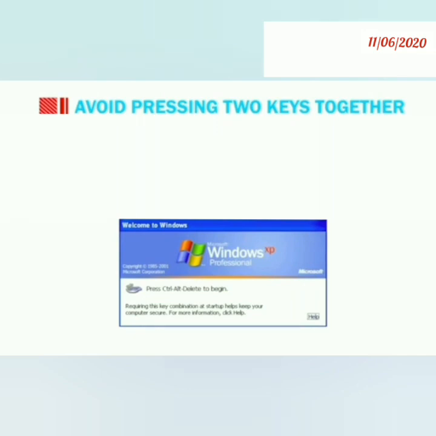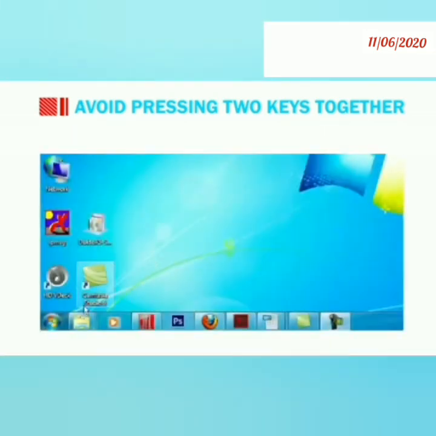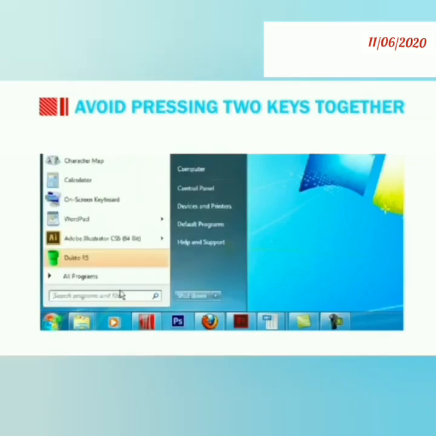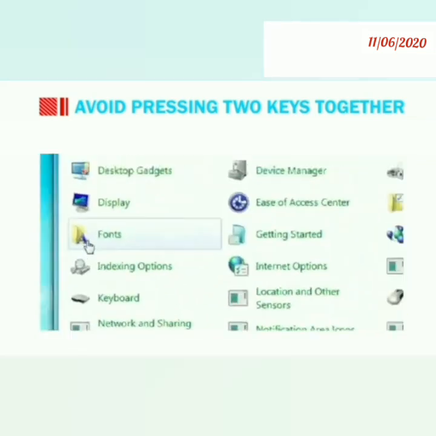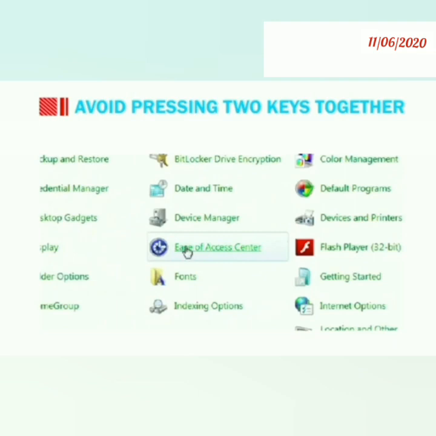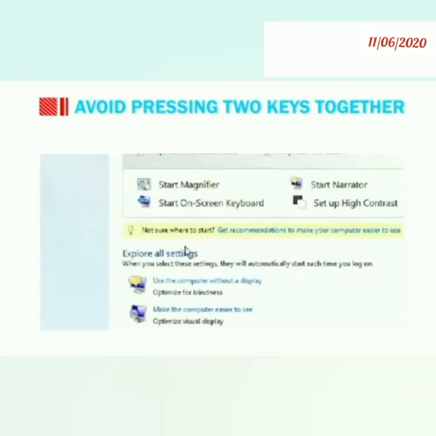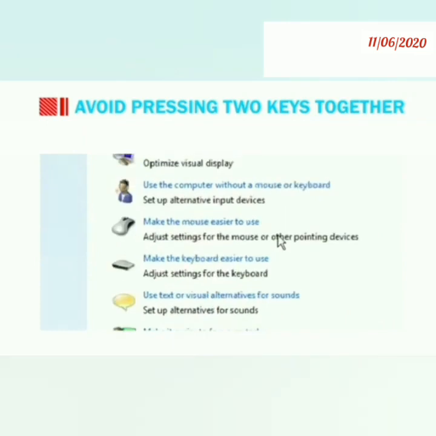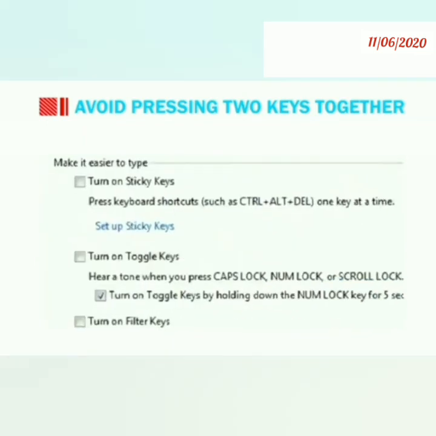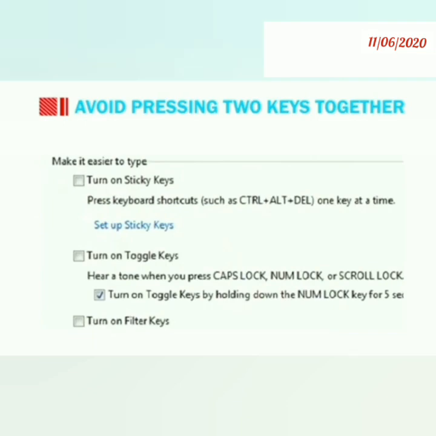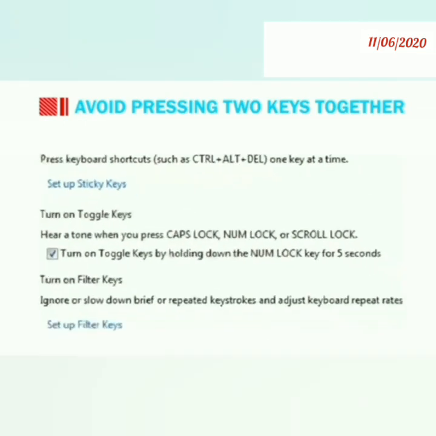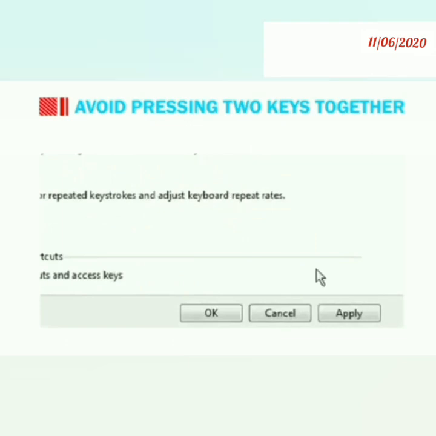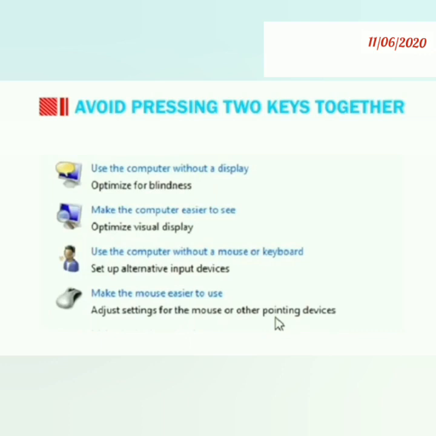Okay. Follow the steps to activate the feature from Windows as shown on the screen. Okay. Select Start, Control Panel, Ease of Access Center. Select Make the keyboard easier to use option. Now activate Turn on sticky keys by clicking on the checkbox. Then press the Apply button. Okay.